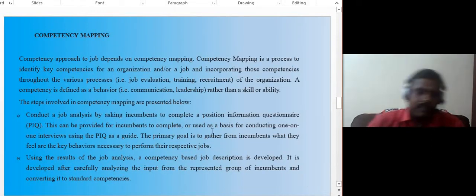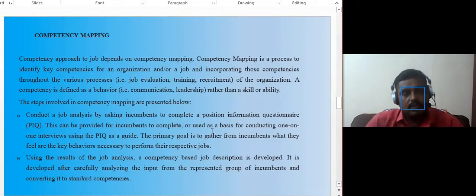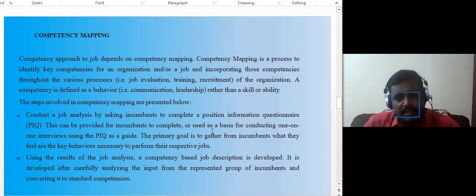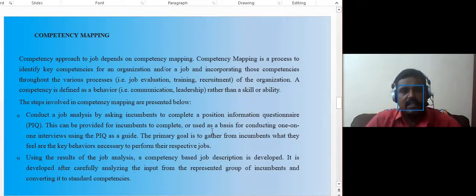The competency mapping. The competency approach to a job depends on competency mapping. Competency mapping is a process to identify key competencies of an organization and or a job and incorporating those competencies throughout the various processes, such as job evaluation, training, and recruitment of the organization. A competency is defined as a behavior, such as communication and leadership, rather than a skill or ability.